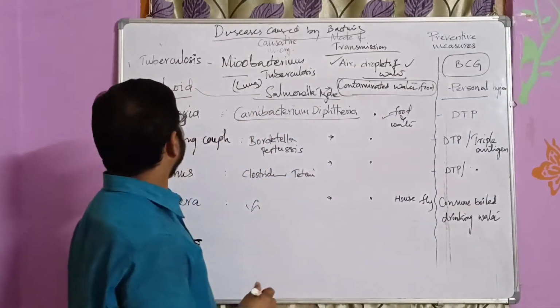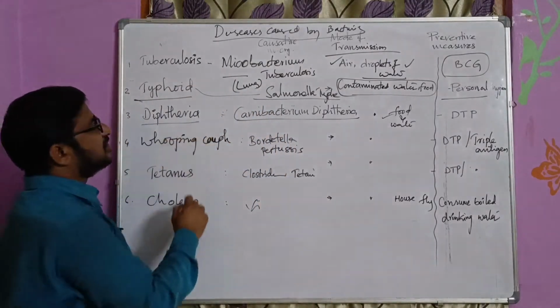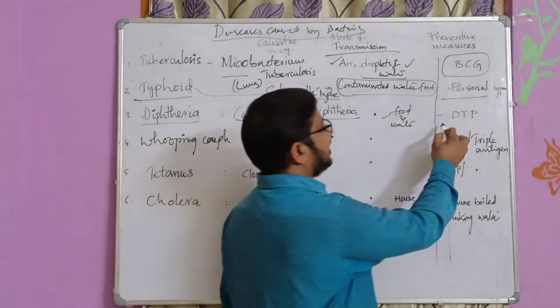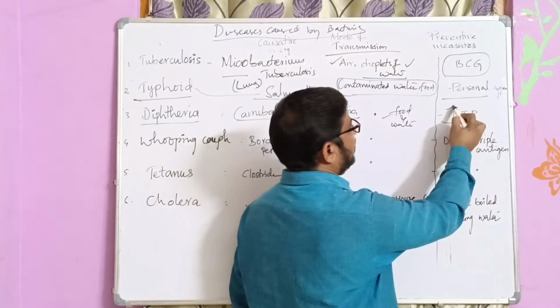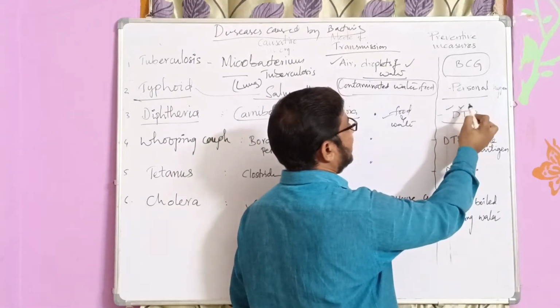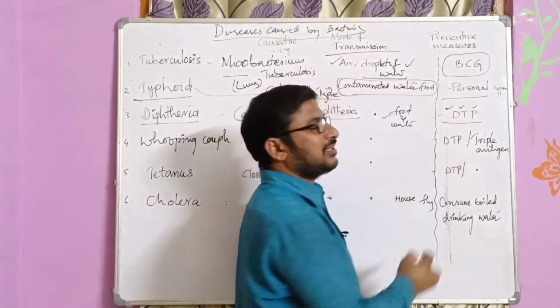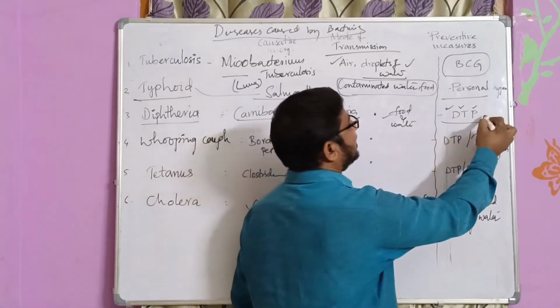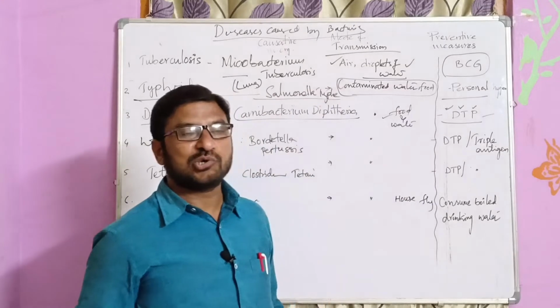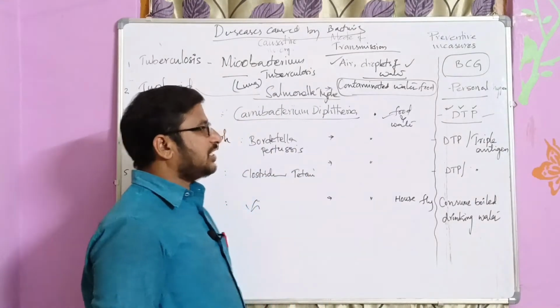To eradicate diphtheria, our children are administered DTP. In DTP, diphtheria, tetanus, and pertussis diseases are covered and controlled. So it is called triple antigen. DTP is also called triple antigen.